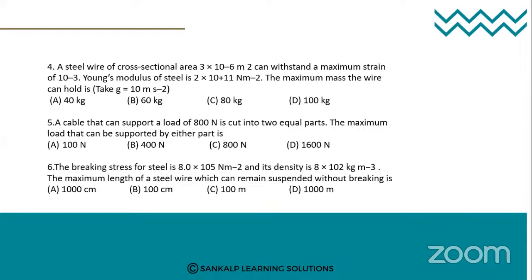What is the answer? A, B, C, D. So here the values they have given is that a cable can support a load of 800 Newton. So this is supporting 800 Newton and this is cut into 2 equal parts. The maximum load that can be supported by either part is 800 Newton only.